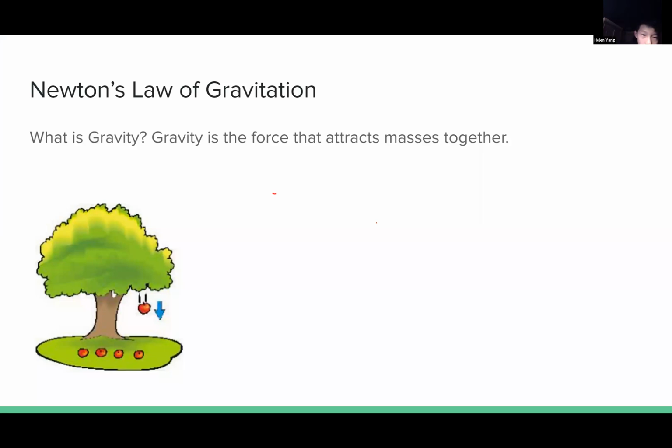So first of all, what is gravitation? Gravity is the force that attracts masses together. And in the example here, we see an apple falling off a tree. We can say that there's gravity because the apple is falling down and the apple is attracted to the earth.